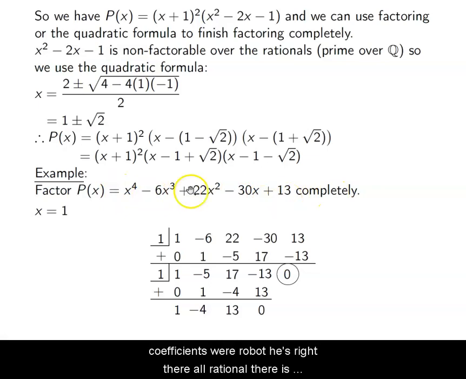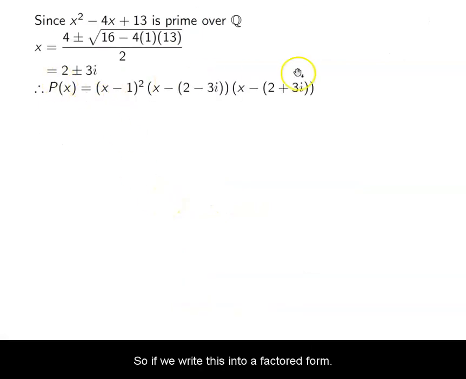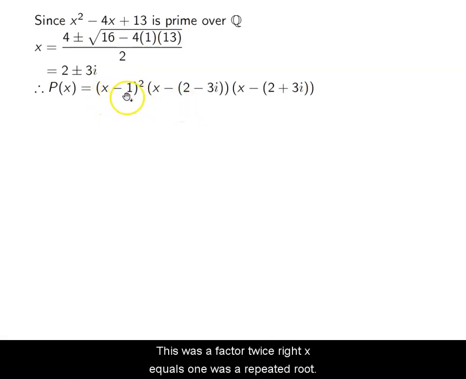They're all rational. There is nothing crazy going on, no complex values, nothing for us to worry about. So if a radical showed up, we know its conjugate would be there. If a complex shows up, we know its conjugate is there, right? So if we write this into our factored form, this was a factor twice, right? X equals 1 was a repeated root.